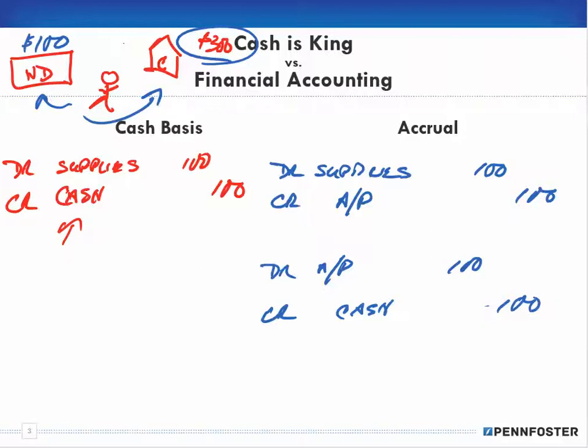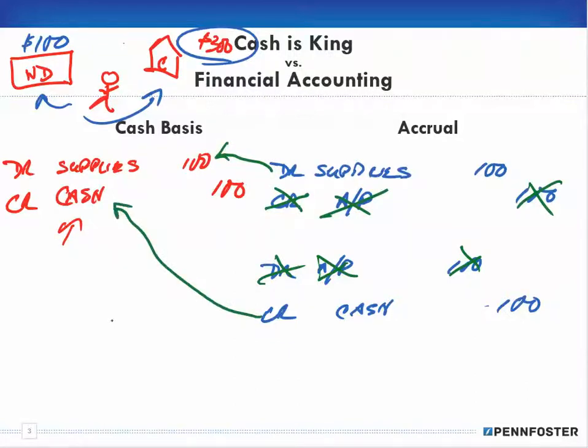In essence, the net effect is that this credit to accounts payable washes itself out. That debit and credit wash themselves out, and all we're left with is this debit to supplies and the credit to cash. So we basically have the same exact transaction as we had in the cash basis, but the difference is that if I didn't have the $100 in my pocket, I couldn't do the job.